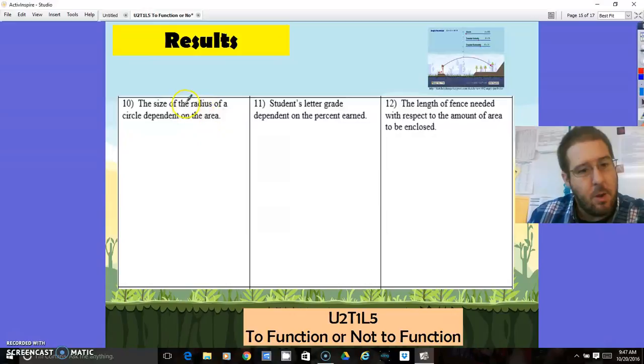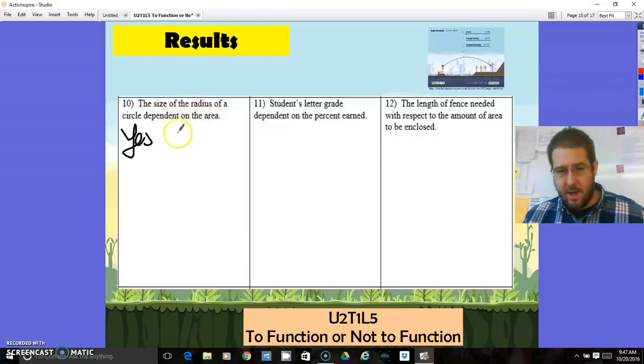If it's a circle, no. So that is a function, yes. Actually, that's one of those rare cases where that works both ways, no matter which way you write it.